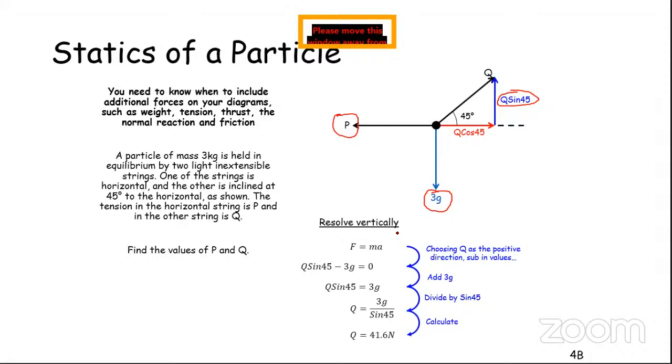So when we calculate, the G is acceleration due to gravity, and it is always given on the question paper. So when we calculate, our answer will be 4.16 newtons. Is that okay? Yes. Okay, so we can continue.